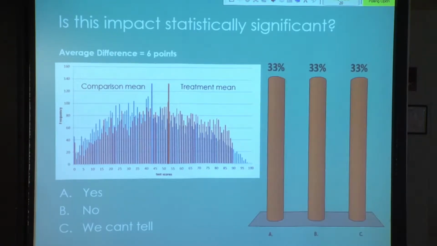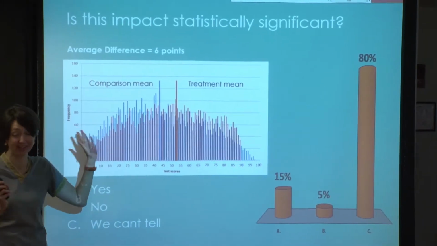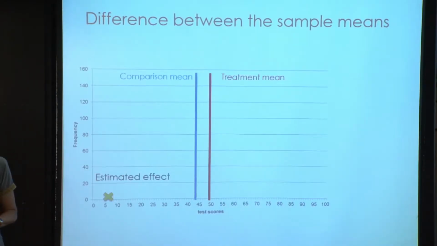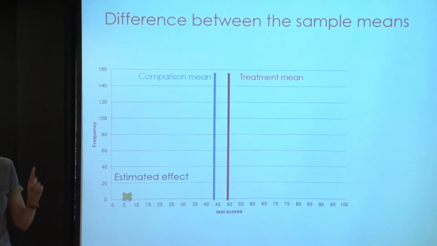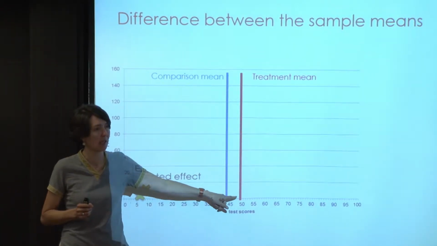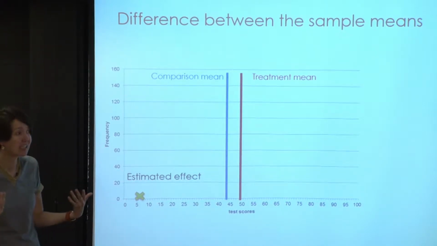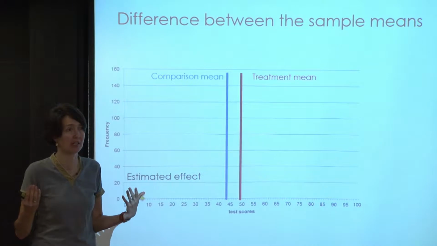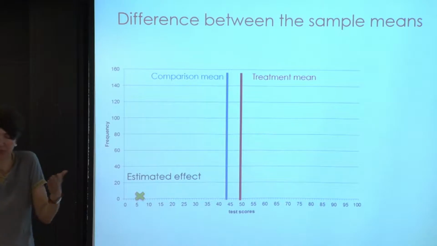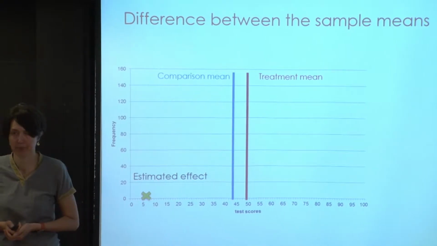Oh, we got 20 people again. Okay. So, correct, we cannot tell because I've told you nothing else other than what the treatment mean is and the comparison mean is. So, this is what happens when we have one study. We see the treatment group mean and the comparison group mean, and we take the difference, and that is our estimate of the impact of the program. Our estimate is simply the difference between the treatment group and the comparison group. And we get one estimated effect.